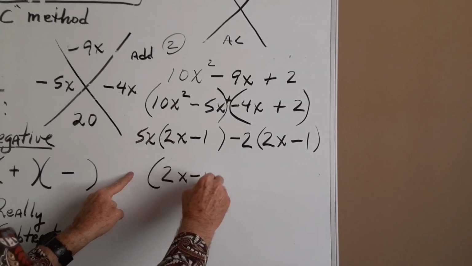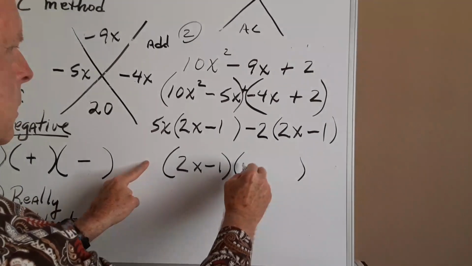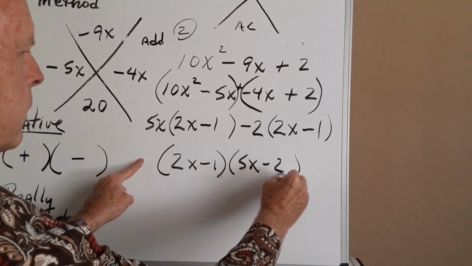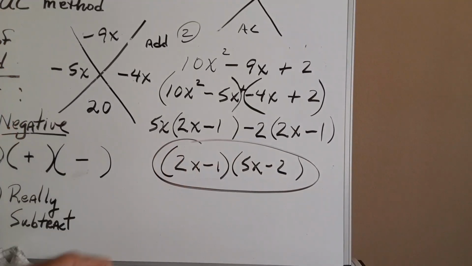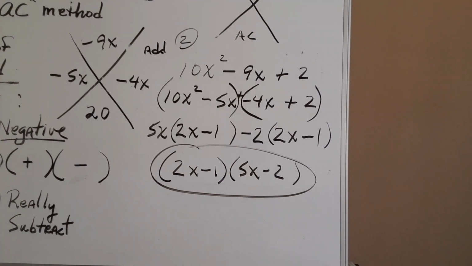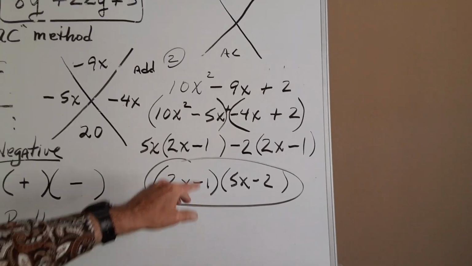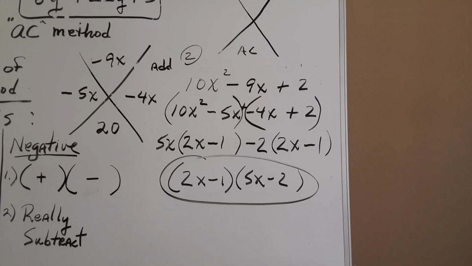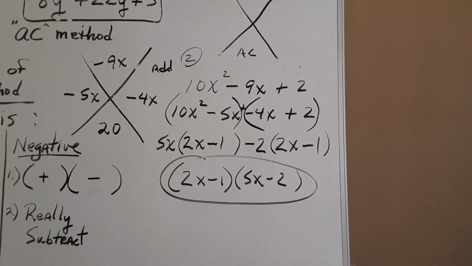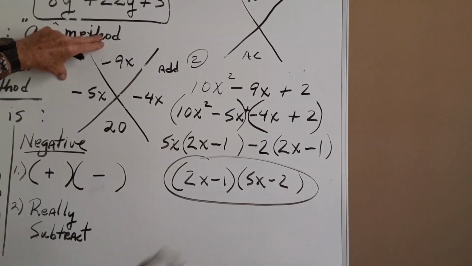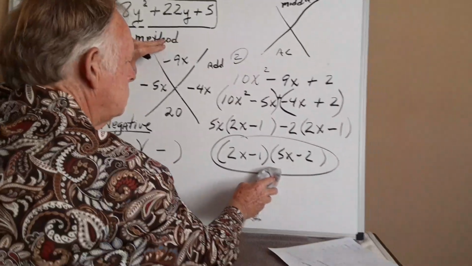Bring it down, and then bring in the other factor, and we'll have 5x minus 2. And we've got our binomial factors. You go right ahead and FOIL it, and you're going to get 10x squared minus 9x plus 2. You'll get it. All right.